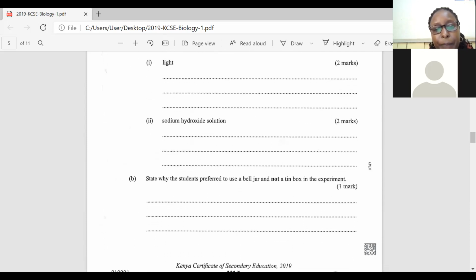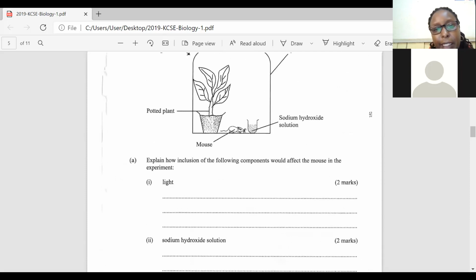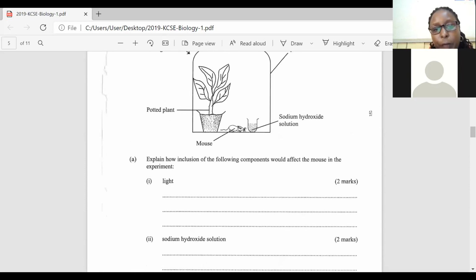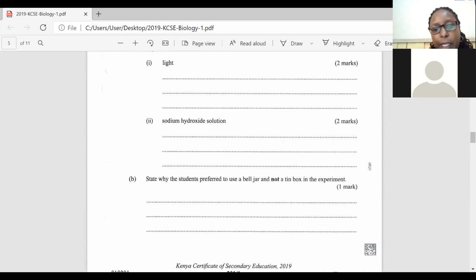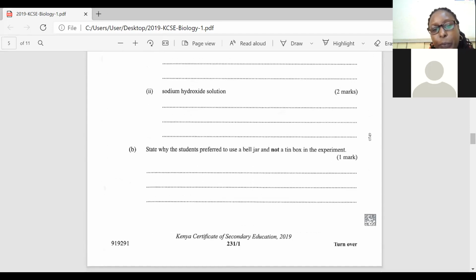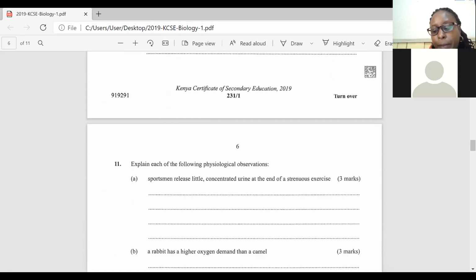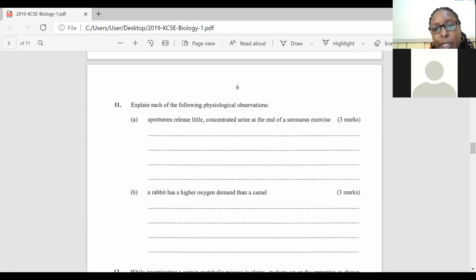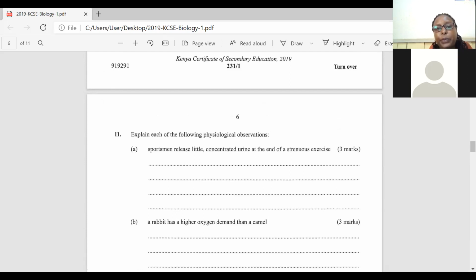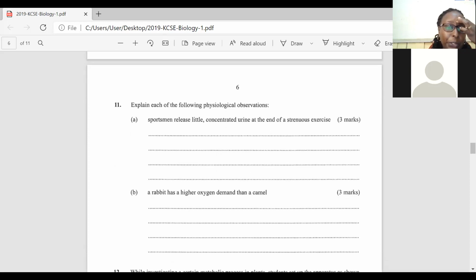Then part B, why they prefer the bell jar and not a tin box. That is clearly to allow the penetration of light. If they would have used a tin box, then we wouldn't have the plant getting light for photosynthesis. The question was a bit complex for some students to internalize and also to interpret. Then we have the next question. We have question 11. Question 11, we have A.